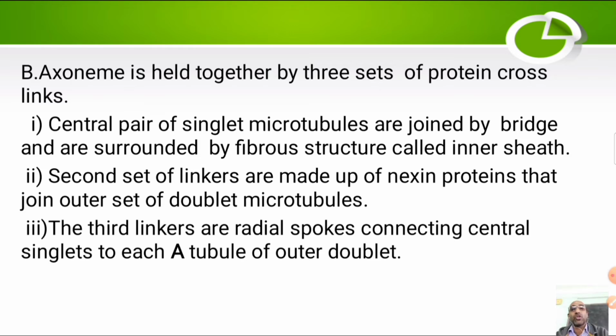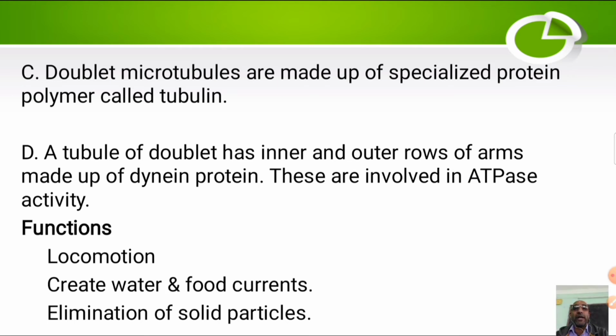Now, the doublet microtubules, which are the peripheral ones, are made up of specialized protein polymers called tubulin. The A tubule of a doublet has inner and outer rows of arms, which I will show in the diagram in the last slide. Each A tubule of a doublet has inner and outer rows of arms made up of dynein protein, which are involved in ATPase activity.